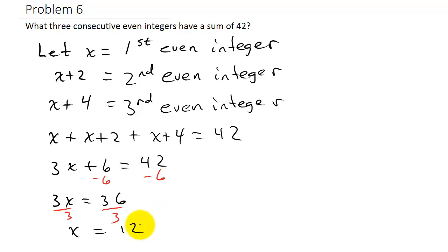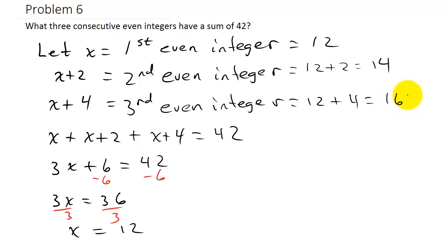So my first even integer is 12. My second even integer would be the first one plus 2, so 12 plus 2, which is 14. And my third even integer is the first one, 12, plus 4, which is 16. And so there's my three consecutive even integers.